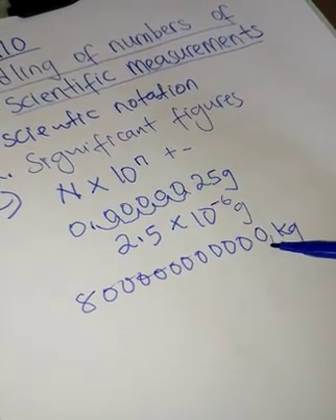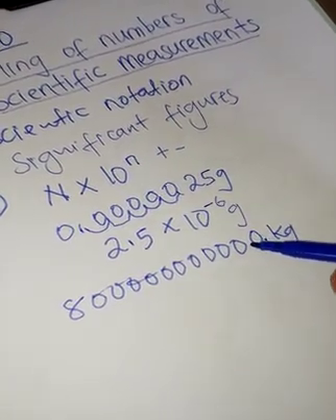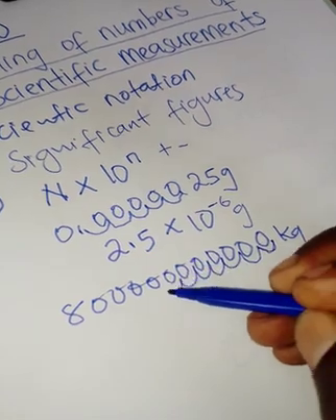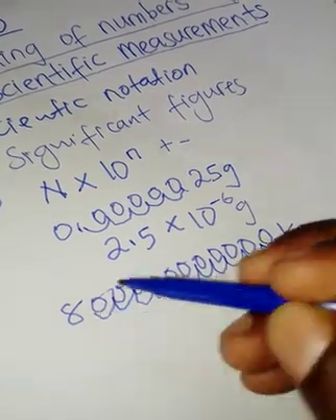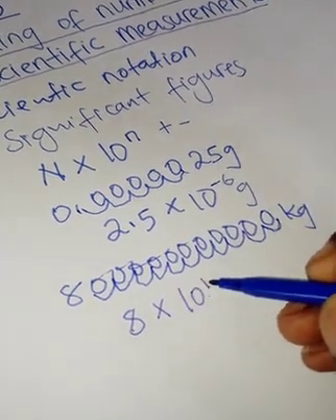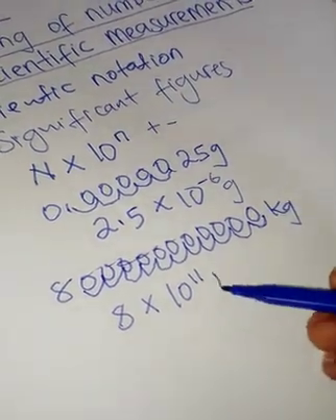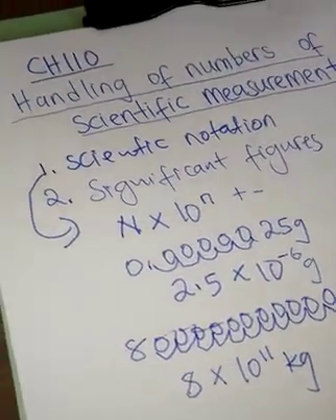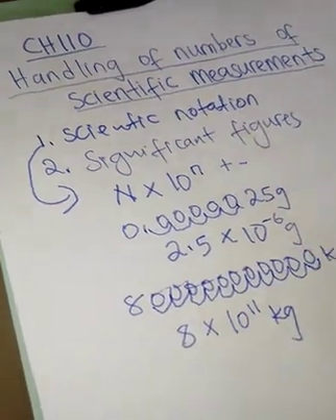So we'll simply count the zeros, I mean the number of steps the decimal place will move. So it has to move 1, 2, 3, 4, 5, 6, 7, 8, 9, 10, 11. So it will be 8 multiplied by 10 to the power 11. The power is positive because the decimal point is going to the left, kg. Yes, so this is the first important technique, the use of scientific notation, writing the number in that format.